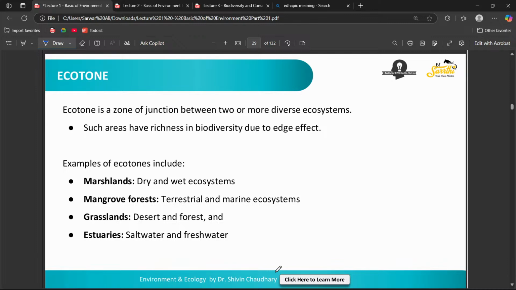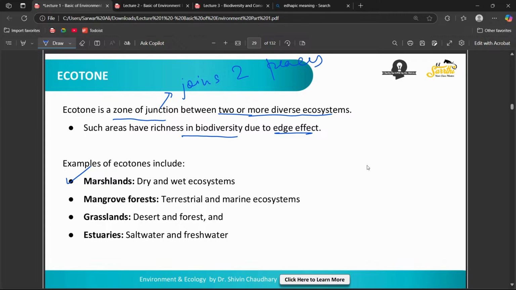Ecotone. What is ecotone? Ecotone is basically a zone of junction. What is a junction? A junction is anything that joins two places. So between two or more diverse ecosystems, alright, such areas have richness in biodiversity due to edge effect. Alright, what is an ecotone?